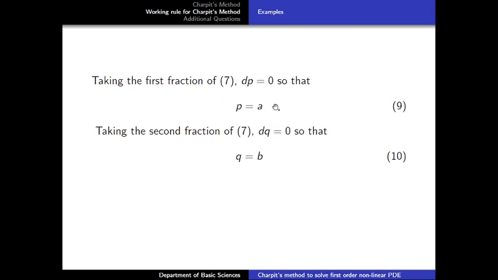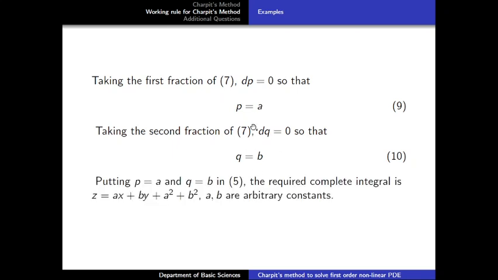As we have said in the remarks, since we have got p equal to a constant and q equal to another constant, it is sufficient to substitute these values in the given expression itself. Therefore, substituting p equal to a and q equal to b in equation 5, that is the given equation, the required complete integral becomes z equal to ax plus by plus a square plus b square, where a and b are arbitrary constants.